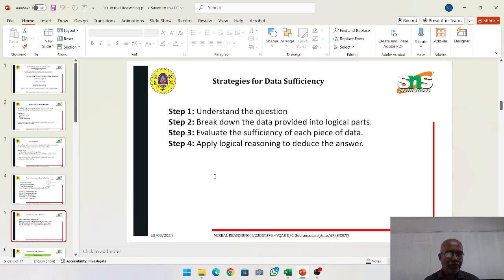The first step in data sufficiency is to understand the question itself, then break down the data into logical parts, evaluate the sufficiency of each piece of the data, and finally apply logical reasoning to deduce the answer.